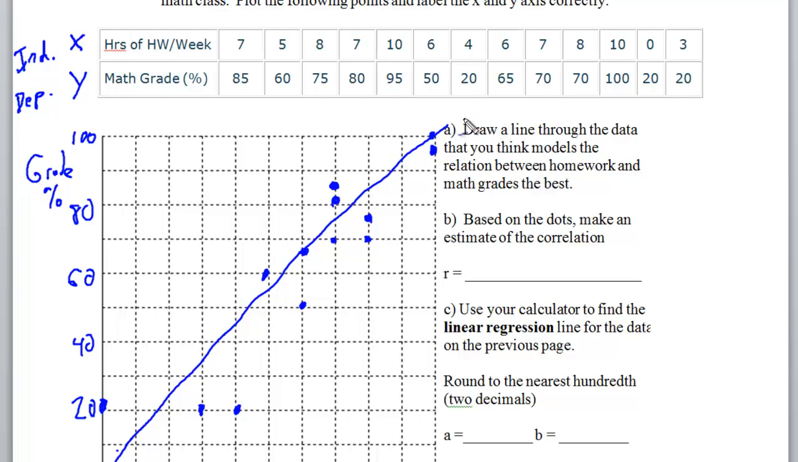Now remember, this is an estimate of the line that you will get on your calculator, but it's pretty close. Now it says based on the dots, make an estimate of the correlation. This is also a guess. Remember that a perfect row of dots would be a positive 1.00 correlation. So this is going to be maybe 0.90. And we're going to use our graphing calculator to find our a, b, and our y prime, which is going to be our line of best fit.